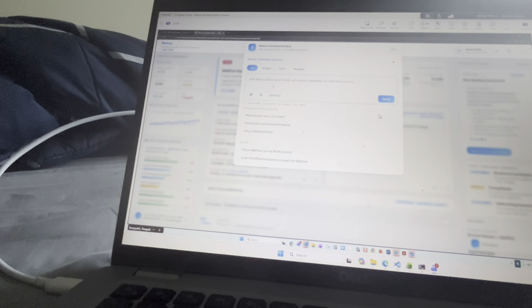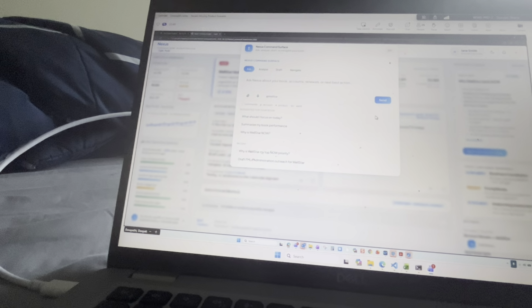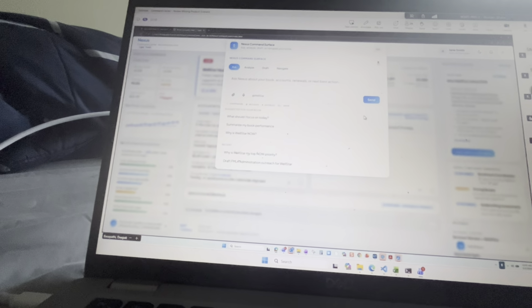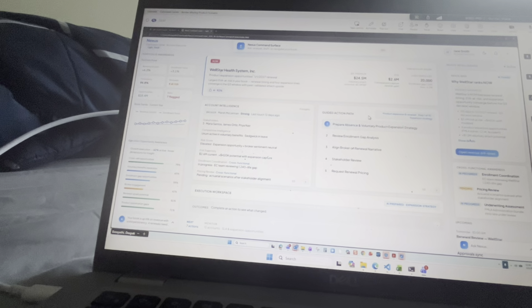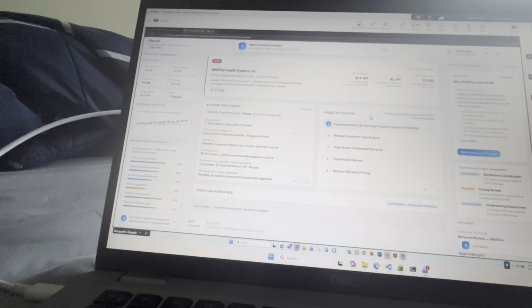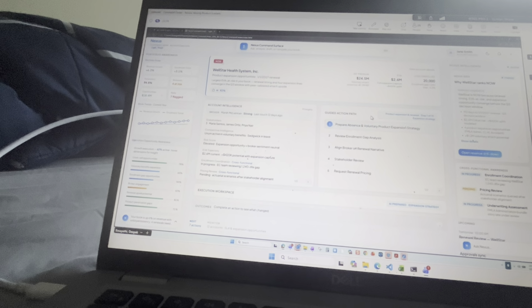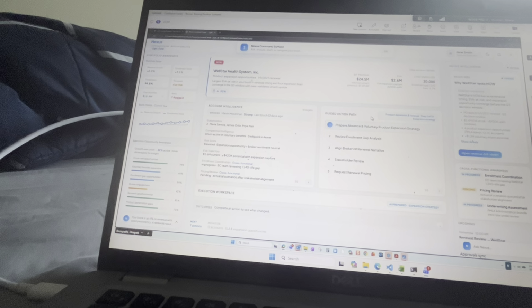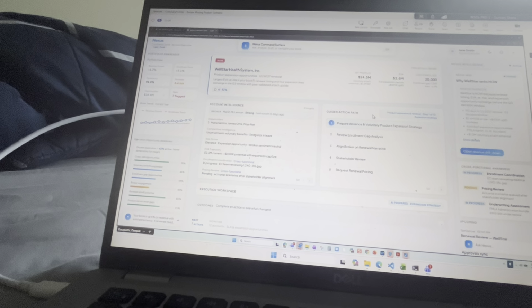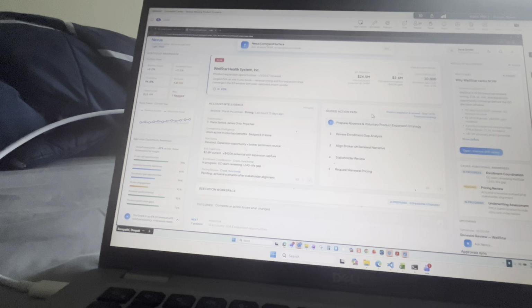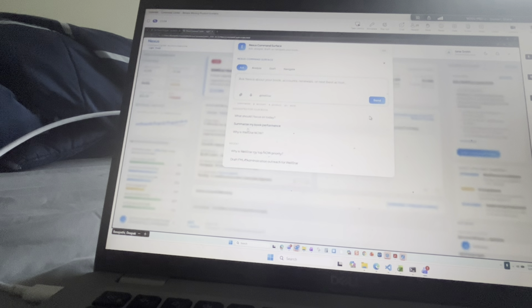Okay, so you can ask the Nexus Command Center to tell you why am I pushing this opportunity at the very top, right? You can ask those questions, and it will provide you a rationale of why things were pushed to the top.